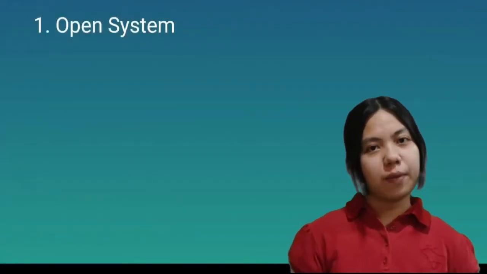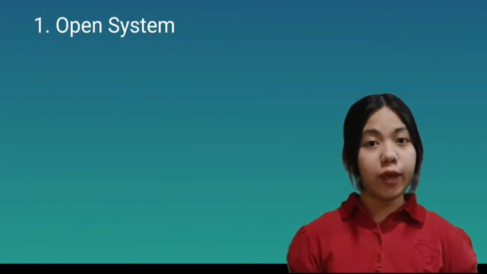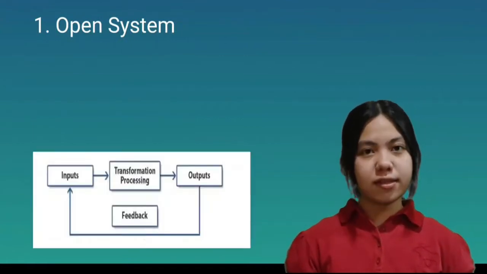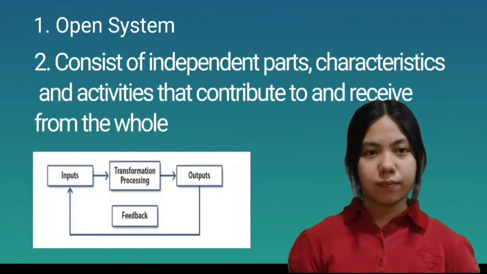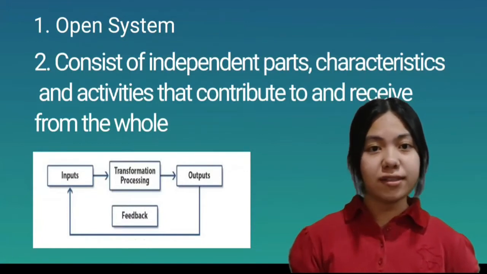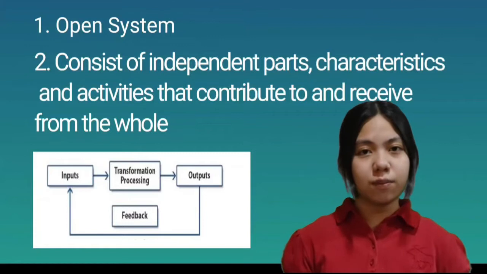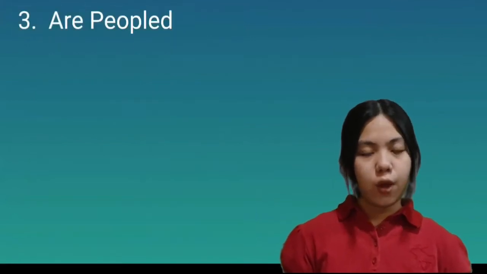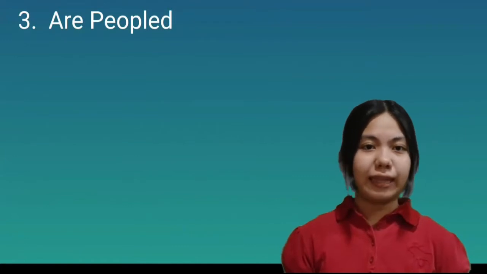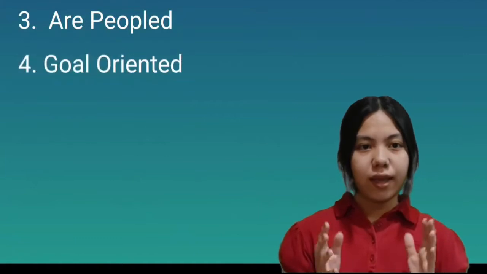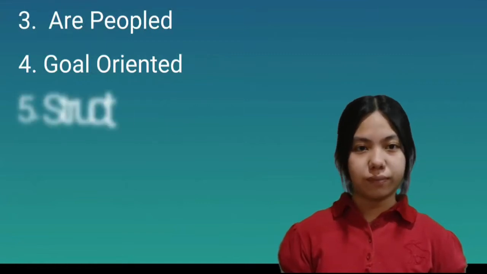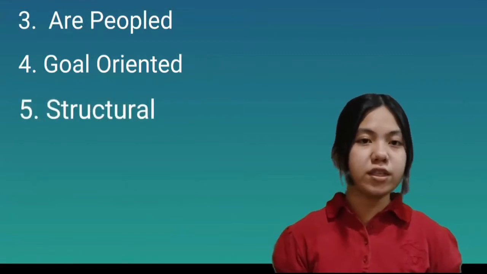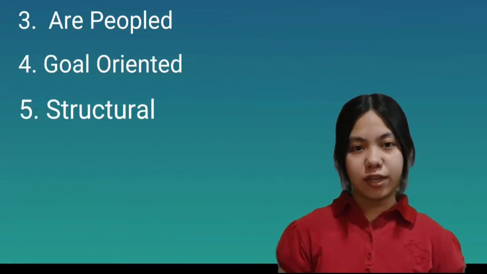Schools as social systems are open systems. It means that schools should be open to the entire society, which comprises inputs, transformation process, outputs, and environmental feedbacks. Also, it consists of interdependent parts, characteristics, and activities that contribute to and receive from the whole. Also, social systems are people, so teachers act based on their beliefs, goals, and their roles. It is also goal-oriented because the school goal is to prepare students for adulthood. It is structural because the school is structured according to labor, specialization, and hierarchy.